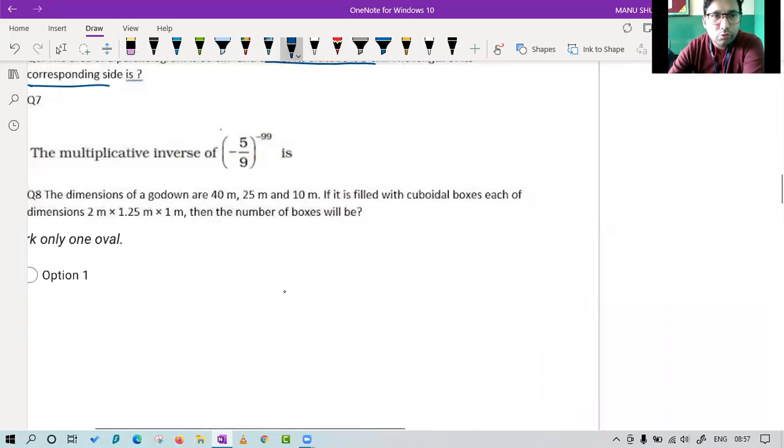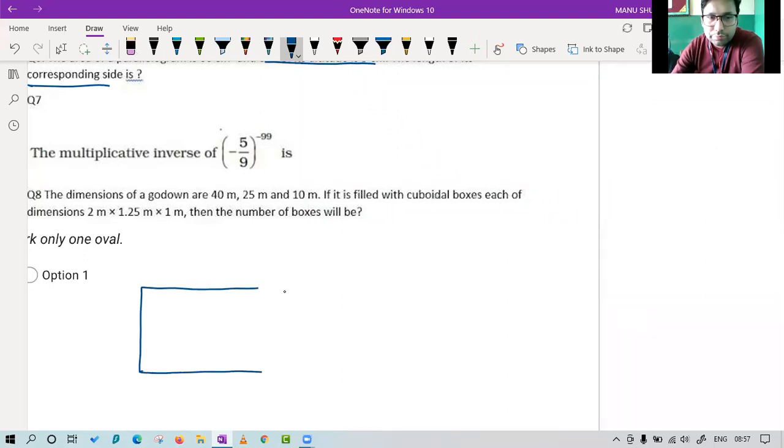Now, what do we have? Question number 8. The dimensions of a godown are 40, 25, and 10. So, godown is in the shape of, class, please confirm. Godown is in the shape of cuboid. Yes, Joel. So like this is the godown and the dimensions are given to you.